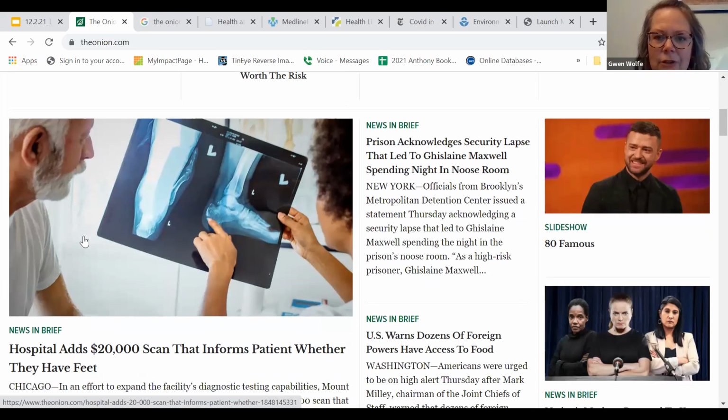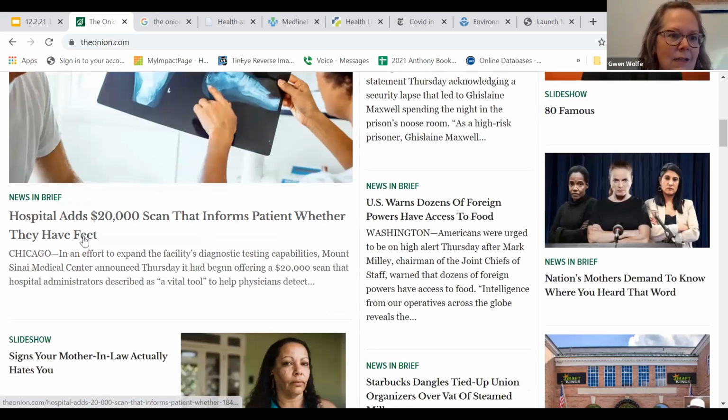Prison acknowledges security lapse that led to Maxwell spending the night in the newsroom. That's unusual. Hospital adds $20,000 scan that informs patients whether they have feet. What? What is this? I better do some research.